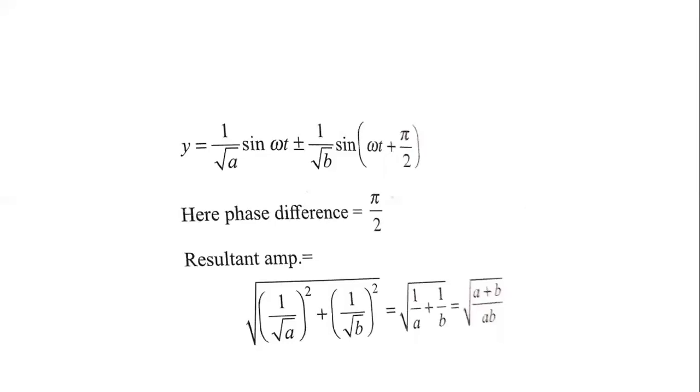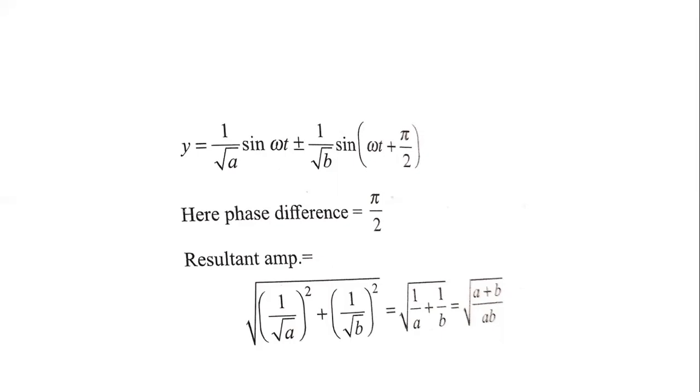When the phase difference is pi by 2, the resultant amplitude formula is directly the root of A1 square plus A2 square. Here A1, A2 values are given. A1 is 1 by root A, whole square, plus A2 is 1 by root B, and its square. So when you simplify this, root of 1 by A plus 1 by B, which upon simplification, you get root of (A plus B) divided by AB.